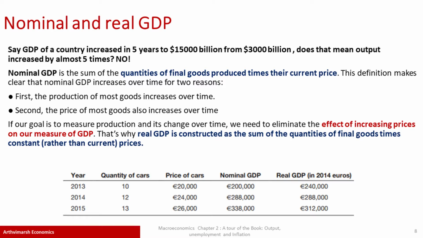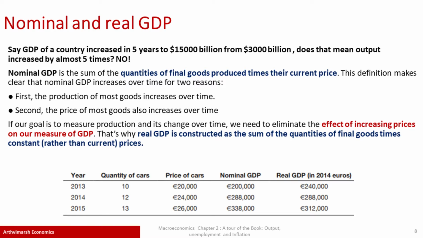Now nominal GDP, which is equal to the quantity of cars times the price, goes up from 200,000 pounds in 2013 to 288,000 pounds in 2014, a 44% increase, and from 288,000 pounds in 2014 to 338,000 pounds in 2015, a 17% increase. To construct real GDP, we need to multiply the number of cars in each year by a common price. Suppose we take the price of the car in 2014 as the common price. So this approach gives us the real GDP in 2014 euro terms, right?